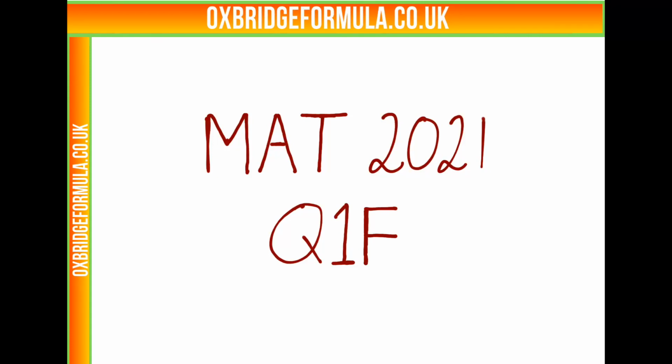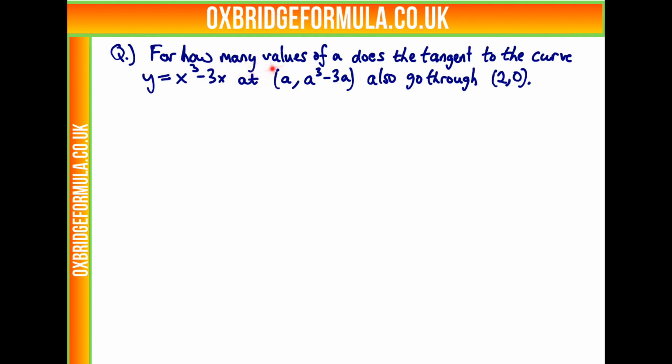This is Matt, 2021, question 1F. We want to work out for how many values of a real does the tangent to the curve y equals x cubed minus 3x at the point a, a cubed minus 3a also go through the point 2, 0. So let's try and work out the equation of this tangent line.